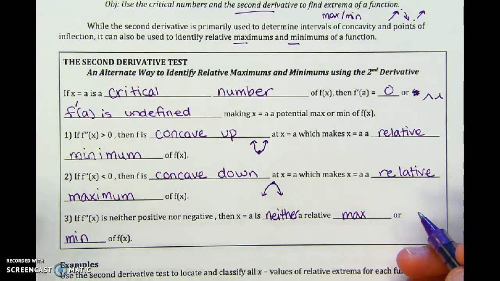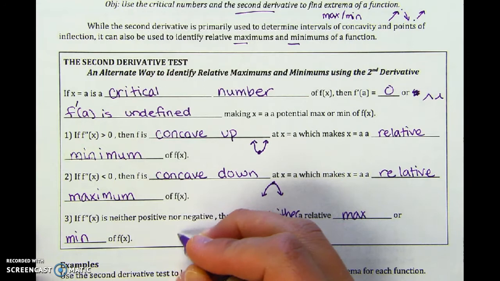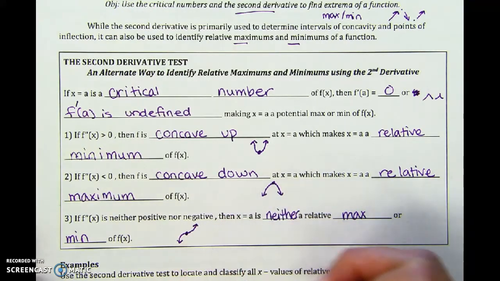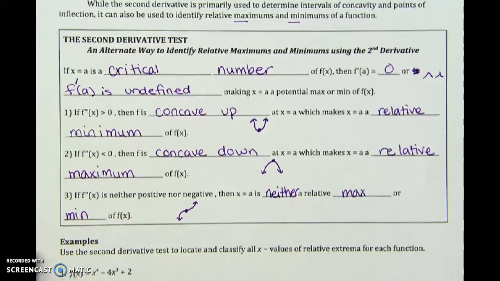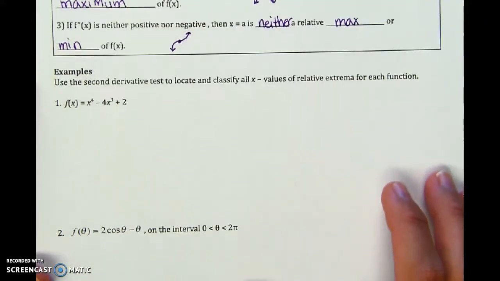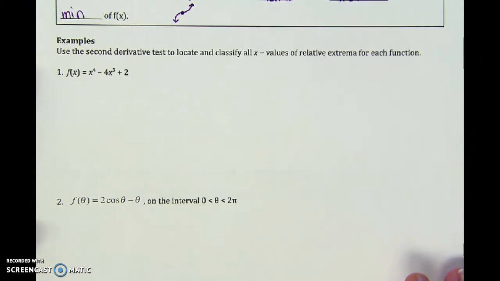If the second derivative is not positive or negative, so it's not concave up or concave down, well, that means it's a point of inflection, and the point of inflection is not a max or a min, so you can't use that test. So pause if you need to fill that in, but we're going to move to the examples, and the goal is to get these two examples completed on this video.